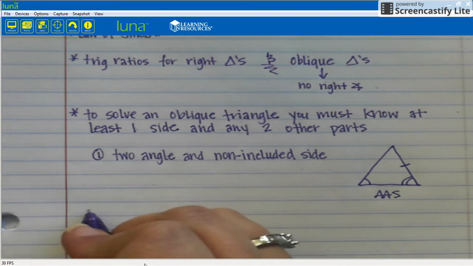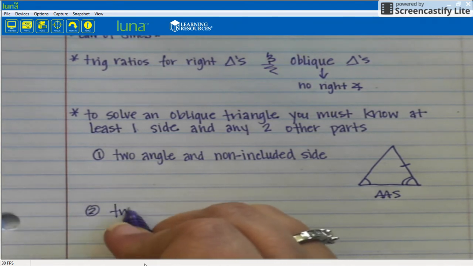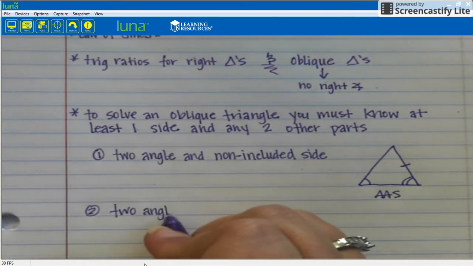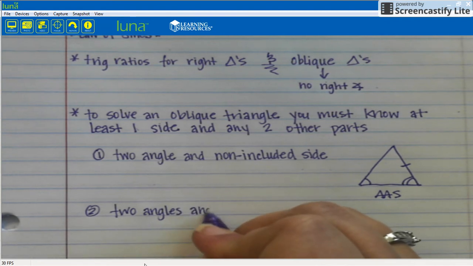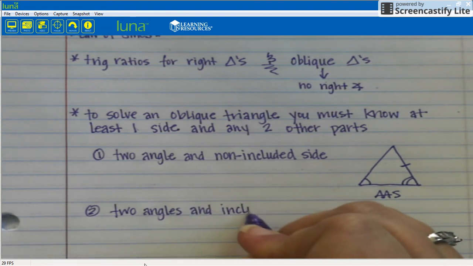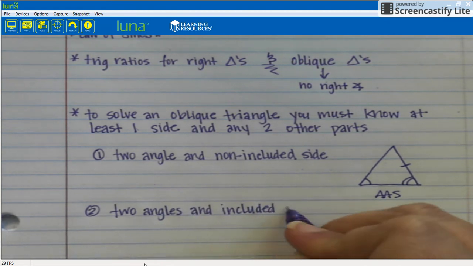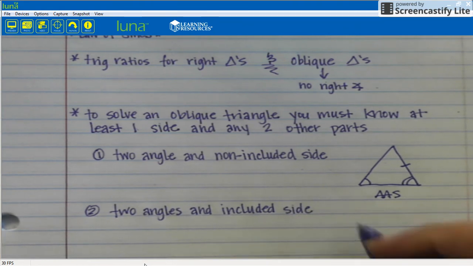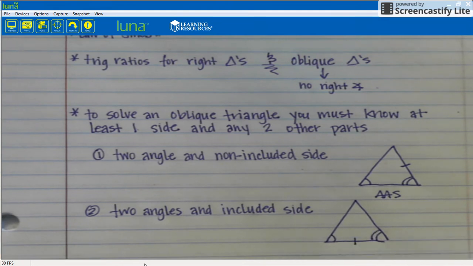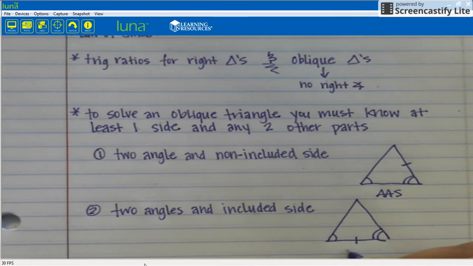And then you can also have two angles and the included side. And that will look like this, where you have your two angles and the side between them. So this is going to be angle side angle.